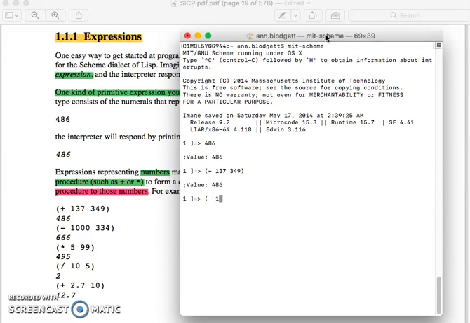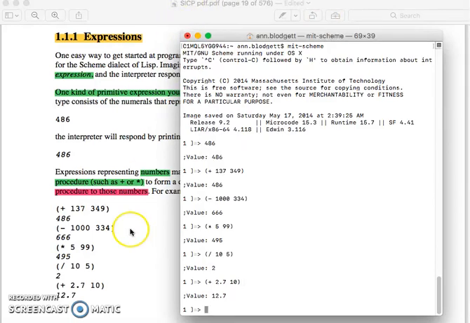Subtract 334 from 1,000, so 1,000 minus 334 evaluates to 666. Next, you multiply 5 and 99, and we get 495, and we divide 10 by 5, so 10 divided by 5 evaluates to 2. And adding 2.7 and 10 evaluates to 12.7.